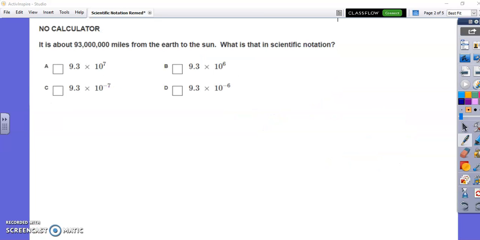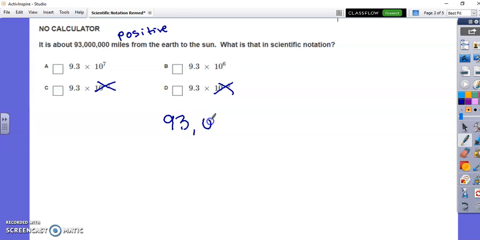Question number 2. It is about 93 million miles from the Earth to the Sun. What is that in scientific notation? So when you look at this, you know that this number is much larger than 1, so this is going to have a positive exponent. So since this is going to have a positive exponent, you can go ahead and narrow down your answer choices. So no one should have chosen answer choice C because that says -7, and no one should have chosen D because that says -6.